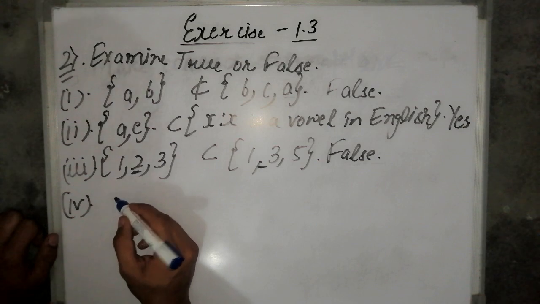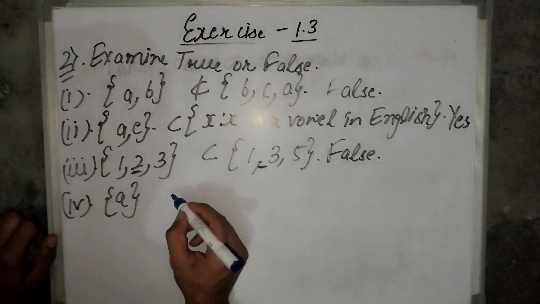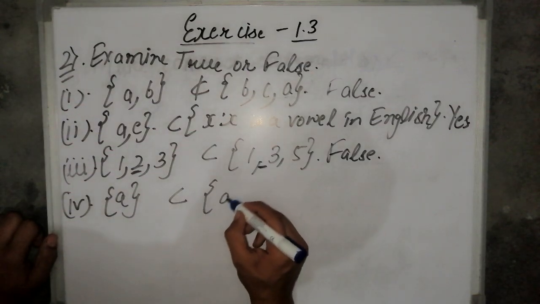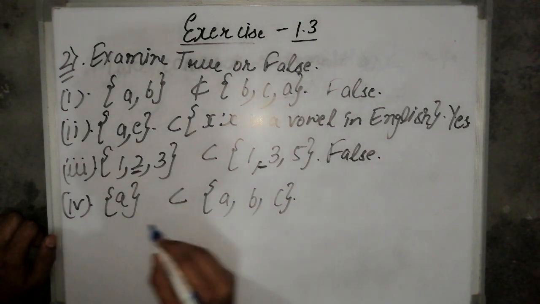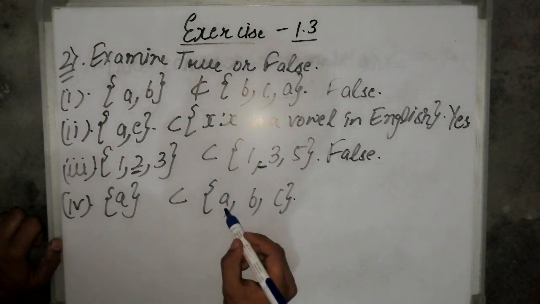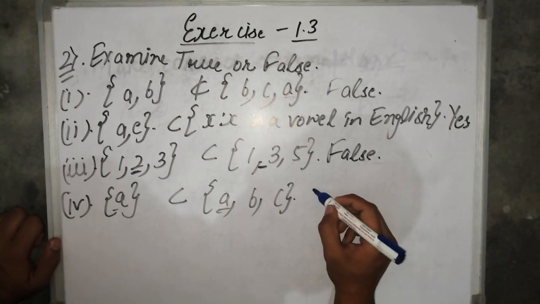Fourth part we have {a} is a subset of {a, b, c}. Okay, it is given here straightly that {a} is a subset of {a, b, c} because a is coming here as well in this set, so it is true.